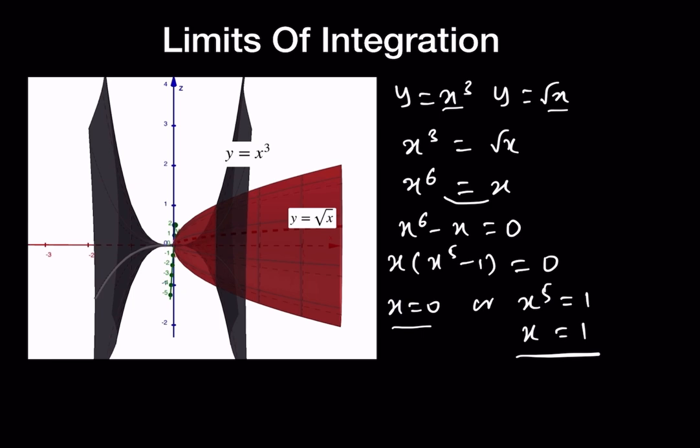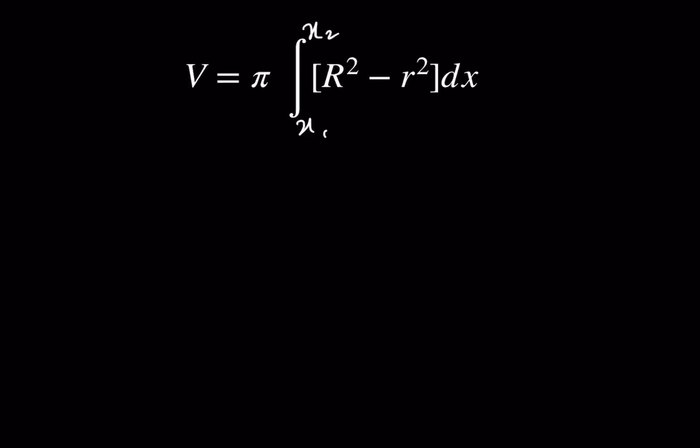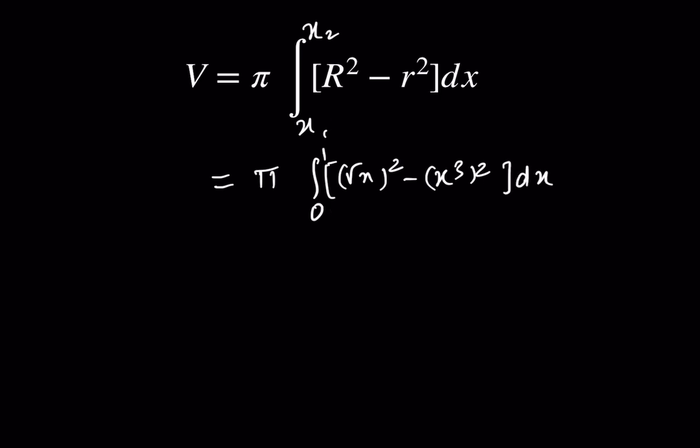Also from the figure, outer radius is root x, inner radius is x cube. Let's find the volume now. Substituting outer radius, inner radius. Outer radius is root x, its square. Inner radius, x cube, its square. Integration with respect to x, x limits 0 to 1. Integration: root x square is x, minus x cube square is x power 6, using indices properties.